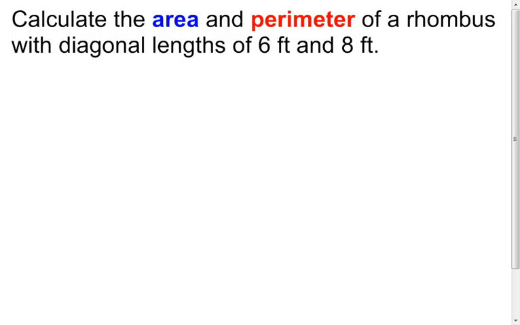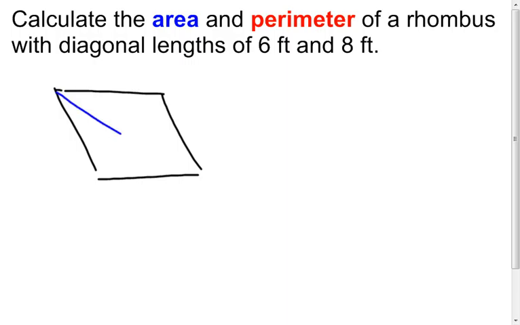Now I have a rhombus. This one's going to deal with a rhombus, and I want to find the area and the perimeter if I know the diagonal lengths are 6 feet and 8 feet. So what I like to do is just draw a picture of this thing, what it might look like. It's going to look something like that. And it tells me that one of these lengths is 8 feet, and then this one is 6 feet. So it wants the area and the perimeter.